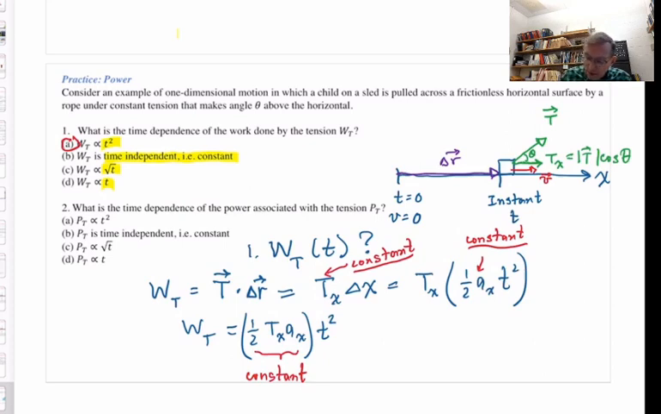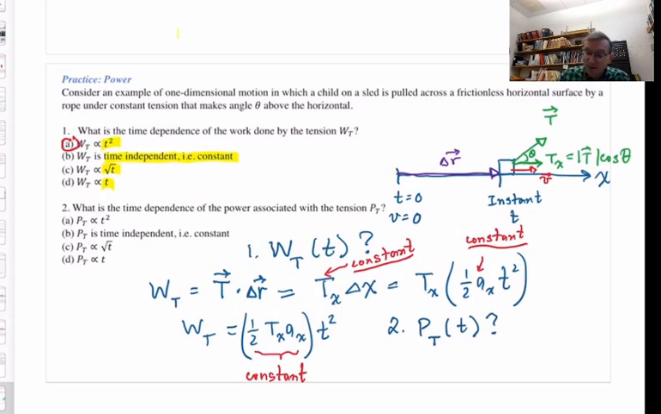Now here comes question 2. What is the time dependence of the power associated with the tension? P sub capital T. And if they don't say otherwise, if they just say power, they mean instantaneous power. So I want to know how instantaneous power of the tension force depends on time.